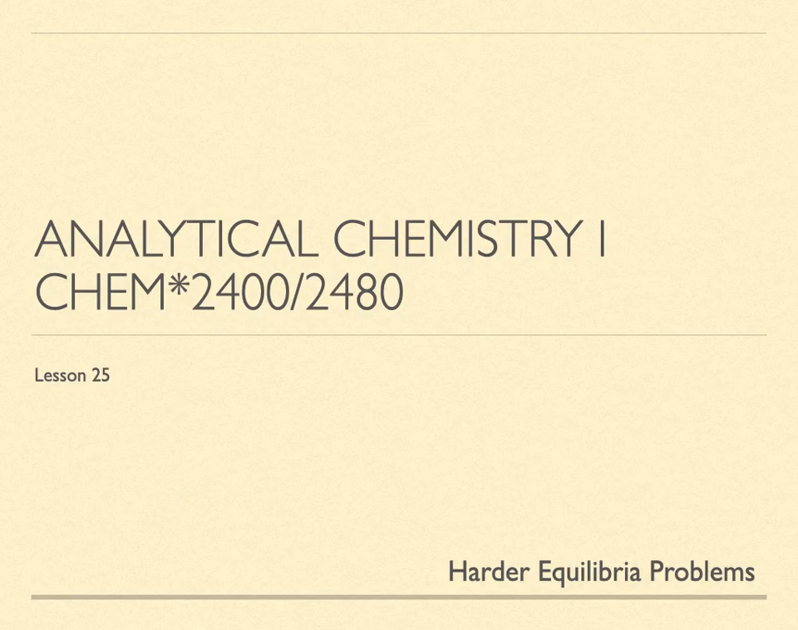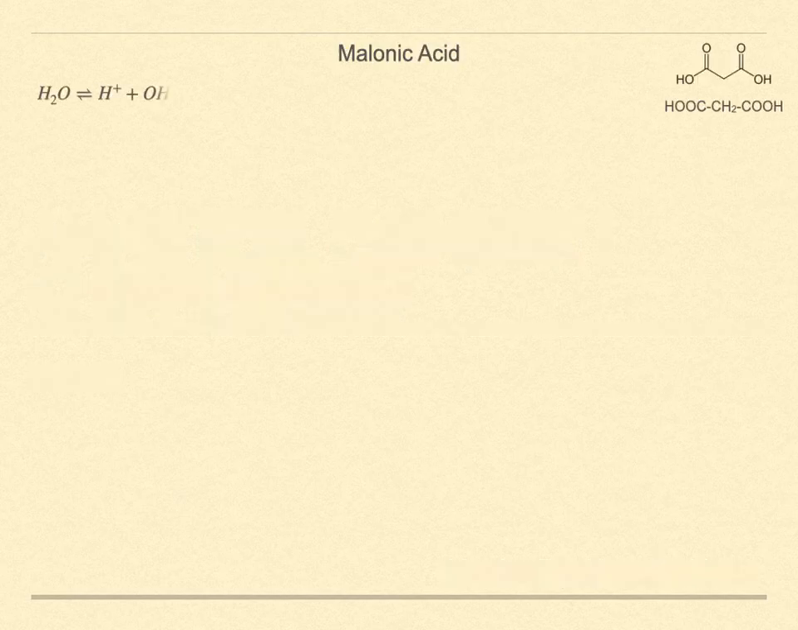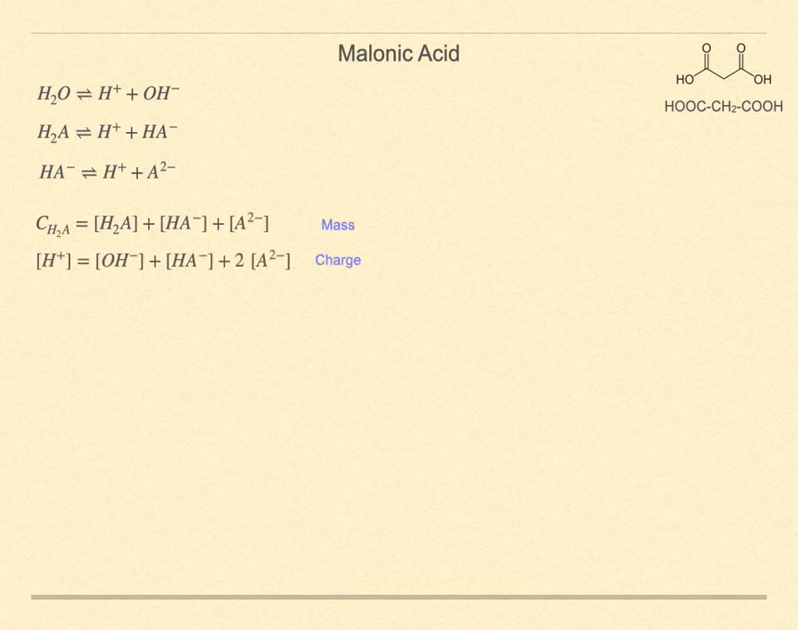Let's look at a diprotic acid. Malonic acid can be investigated with water autodissociation and two acid dissociation reactions. I'm using the shorthand A to represent all of the molecule except the two acidic protons. Here are the mass balance and the charge balance equations. Note how we multiplied the A2- concentration by 2 in the charge balance. Each such molecule brings two charges to the table and must be counted correctly.